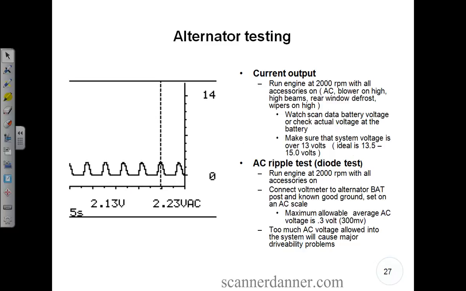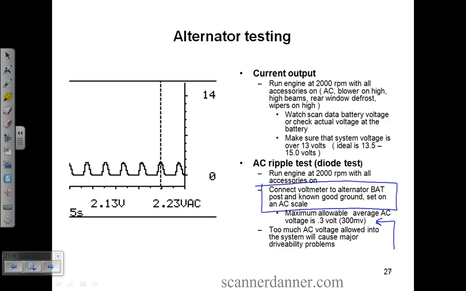So does everyone understand the text here? The AC ripple test, the diode test. Where are we connecting our meter? Connect voltmeter to alternator battery post and a known good ground, set on an AC scale. Maximum allowable is 300 millivolts. And I'll tell you what, if you get higher than 0.1 or 0.2, you might be a little bit concerned too.